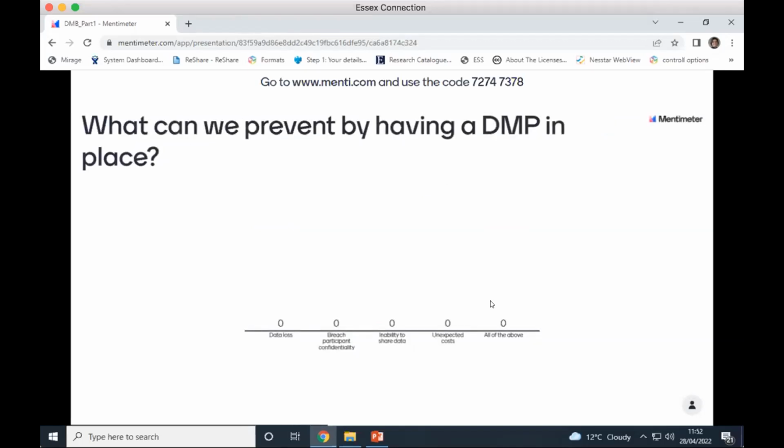What can we prevent by having a data management plan in place? So we have data loss, we have breach of participant confidentiality, we have inability to share data, we have unexpected costs, or all of the above. And I think this is an easy one, right? So yeah, all of the above, that's the answer we were looking for, as we discussed in the presentation. These are only a few of the scenarios that ideally should be covered in a data management plan that would help us avoid any problems.